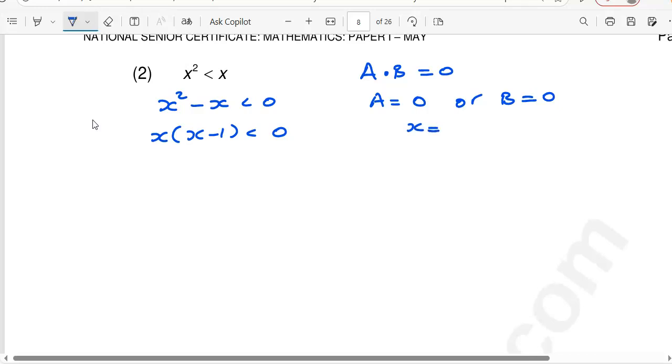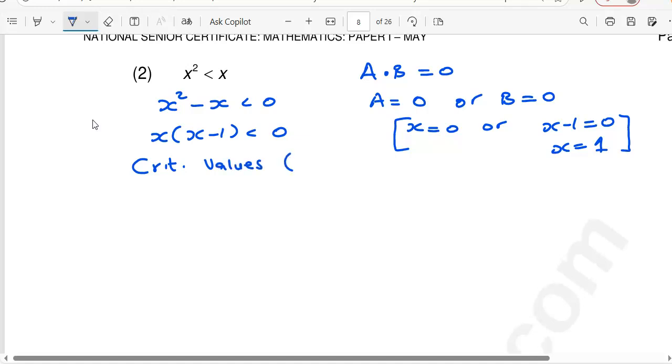You can say x is equal to 0, or you can take whatever you have inside the bracket and equate it to 0. From this part, you have to solve for x. x is equal to 1, but please, do not write this in your answer sheet. I'm only interested in x is 0 and x is 1 as my critical values. You're going to write it down and say this is my critical values. So you're going to say my critical values are 0 and 1.